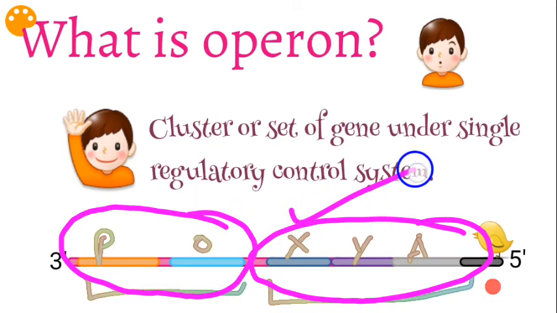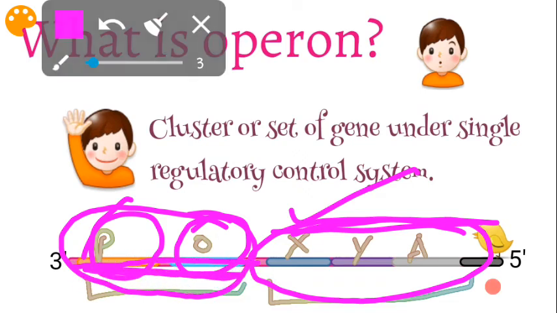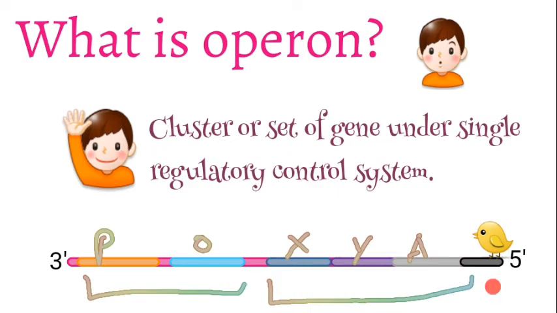Here we have three genes which are going to be regulated by a single control system, that is a single promoter and a single operator, known as an operon. These clusters of genes are known as structural genes, which encode for a particular protein, and this promoter and operator region is known as the regulatory region of the gene, right?